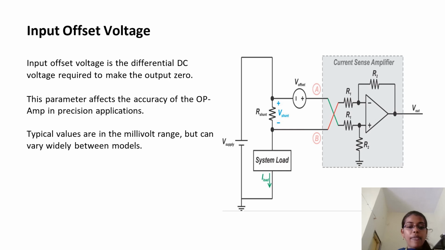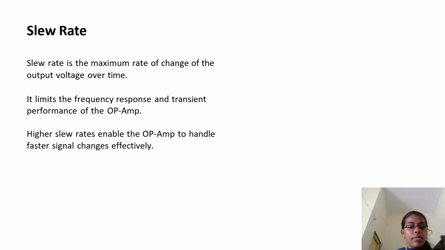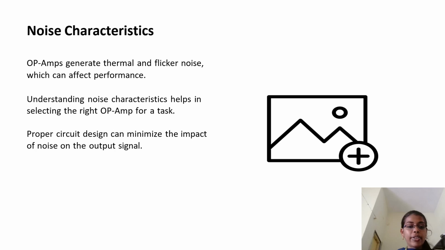This parameter affects the accuracy of the op amp in precision applications. Typically values are in the millivolt range but can vary widely between models. Slew rate. Slew rate is the maximum rate of change of the output voltage over time. It limits the frequency response and transient performance of the op amp. Higher slew rates enable the op amp to handle faster signal changes efficiently.